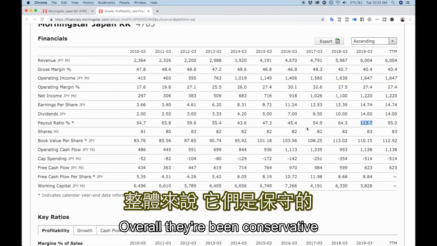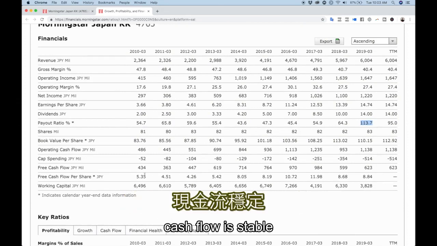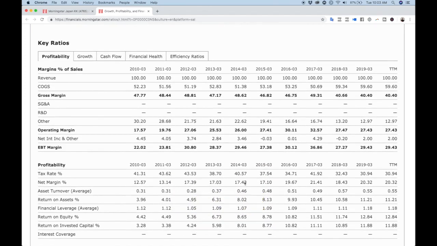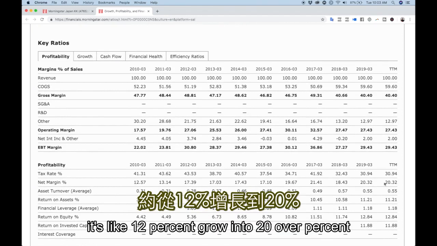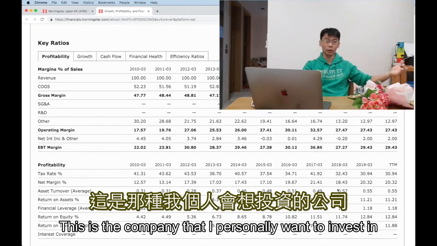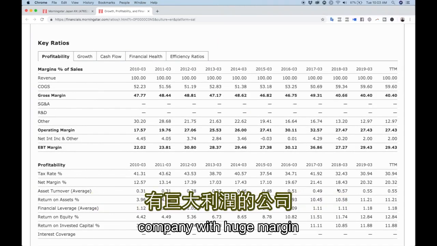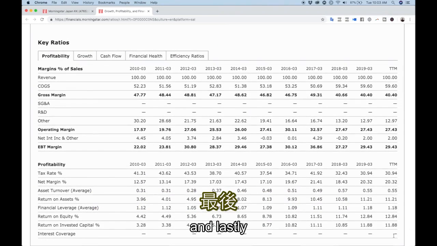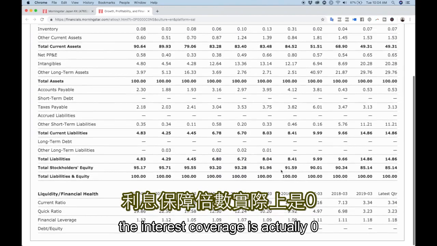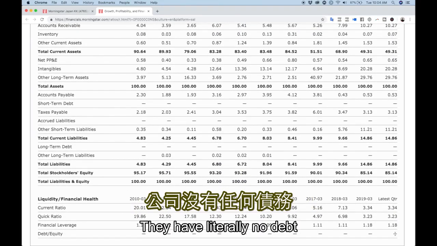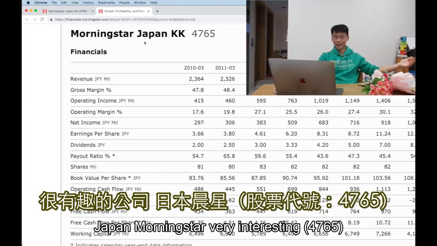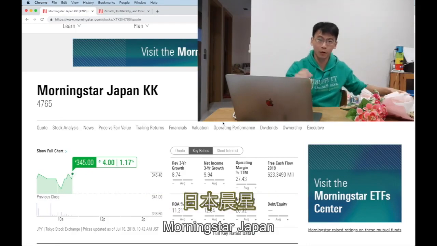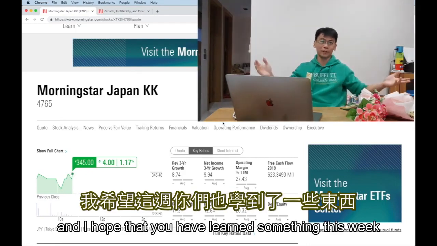But you can see overall, they have been conservative. Cash flow is stable. Net margin is really good. It's like 12%, growing to 20%. This is the kind of business that I personally want to invest in, companies with huge margins. Okay, and lastly, the interest coverage is actually zero. They have literally no debt. So this is the stock this week, Morningstar Japan, 4765, and I hope that you have learned something this week.